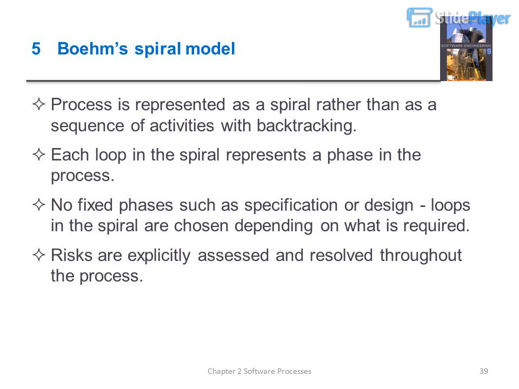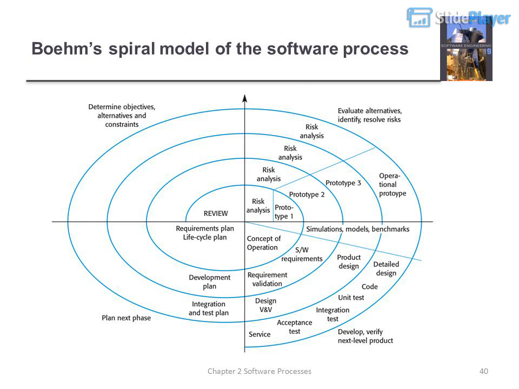Spiral Model. The process is represented as a spiral rather than as a sequence of activities with backtracking. Each loop in the spiral represents a phase in the process. There are no fixed phases such as specification or design. Loops in the spiral are chosen depending on what is required. Risks are explicitly assessed and resolved throughout the process.